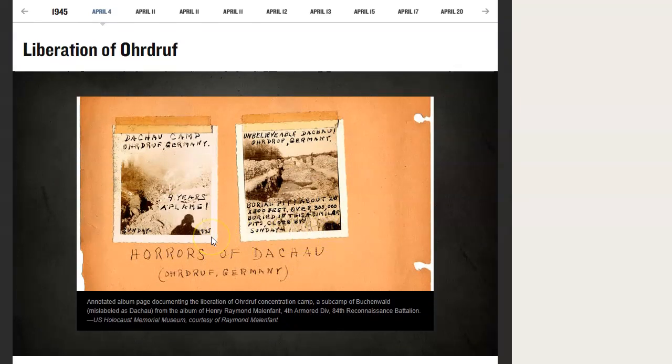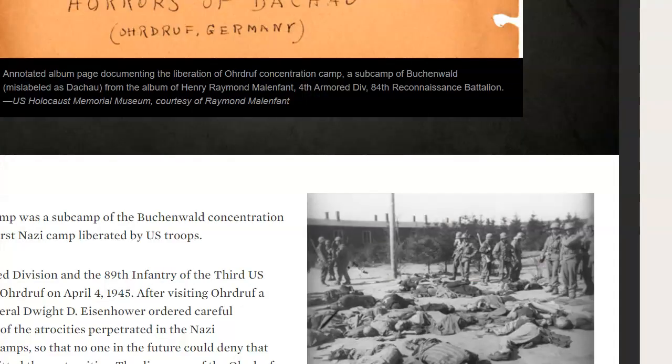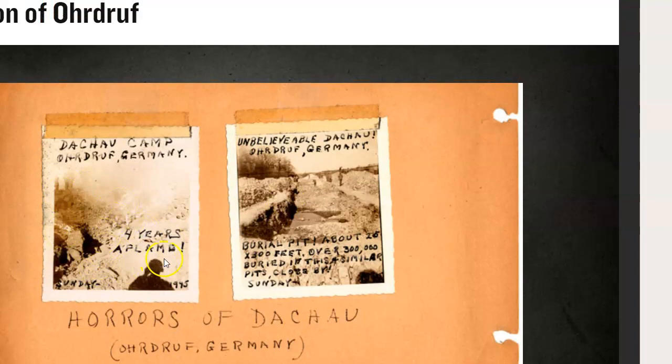And this is a Joe average soldier, a guy named Henry Malenfant, who was in the 4th Armored Division. They didn't know what they were coming for. They were just moving across Germany trying to defeat the Nazis. They come across this camp. Nobody had really briefed them or prepared them for this. And they find, this is the snapshots he took. This is the burial pit. And he's estimating there were 300,000 people that were buried in these pits.